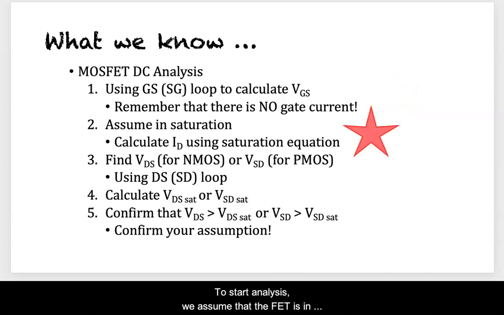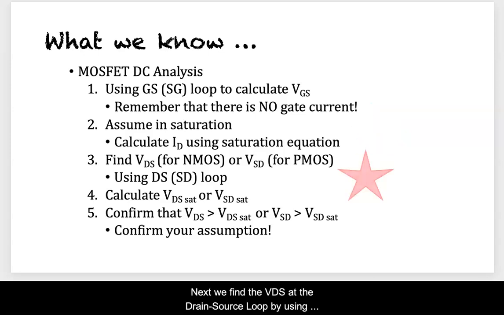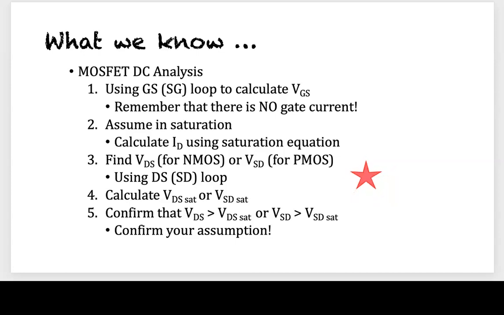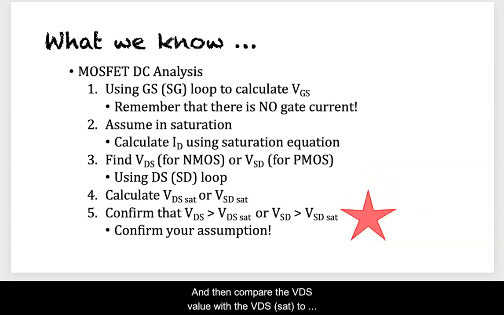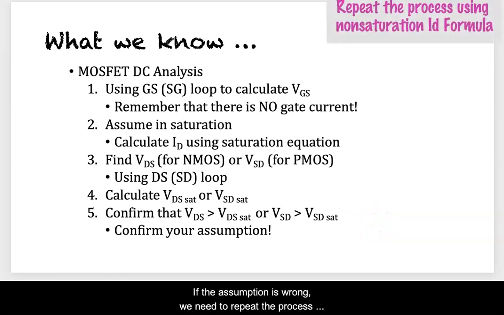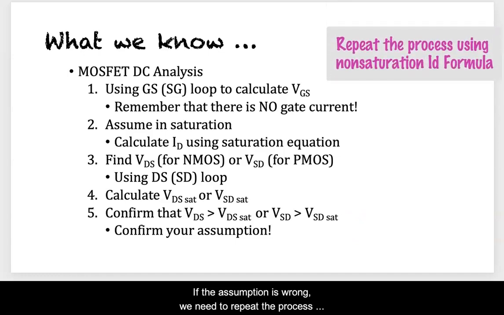To start the analysis, we assume that the FET is in saturation and use the current formula in saturation mode to find ID. Next, we find the VDS at the drain source loop by using the KVL equation. And then compare the VDS value with the VDS saturation to confirm our assumption that the circuit is indeed in saturation region. If the assumption is wrong, we need to repeat the process to find ID using the non-saturation ID formula.